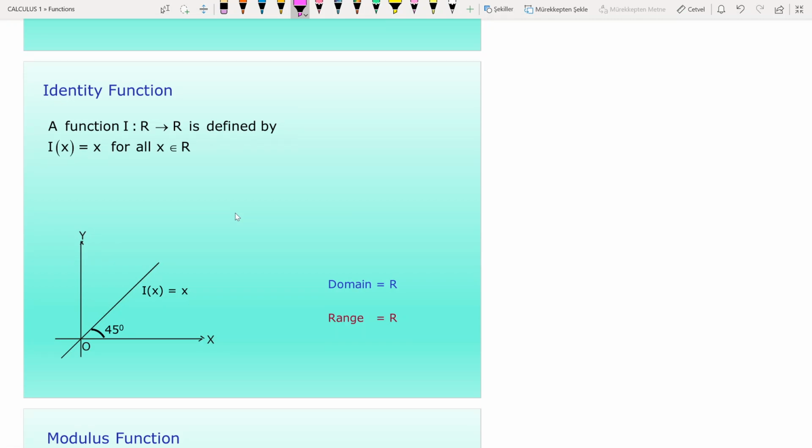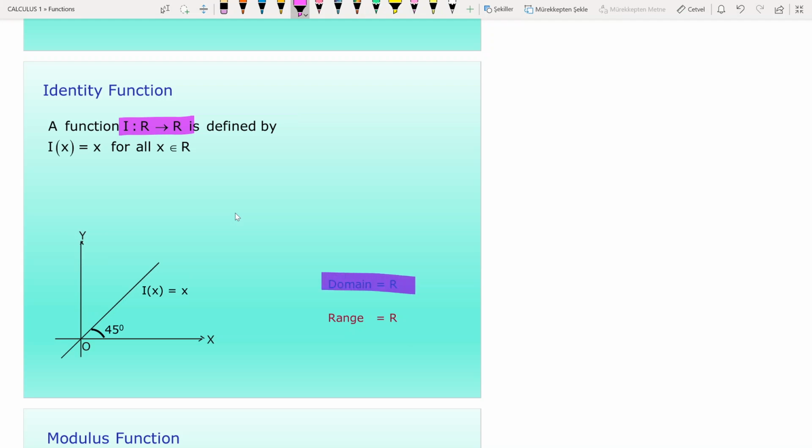The second famous function is the identity function. A function from R to R is called the identity function if f of x equals x for each value of x. What is the domain of the identity function? Again, for each value of x, the function is defined. In this case, the domain is the set of real numbers.